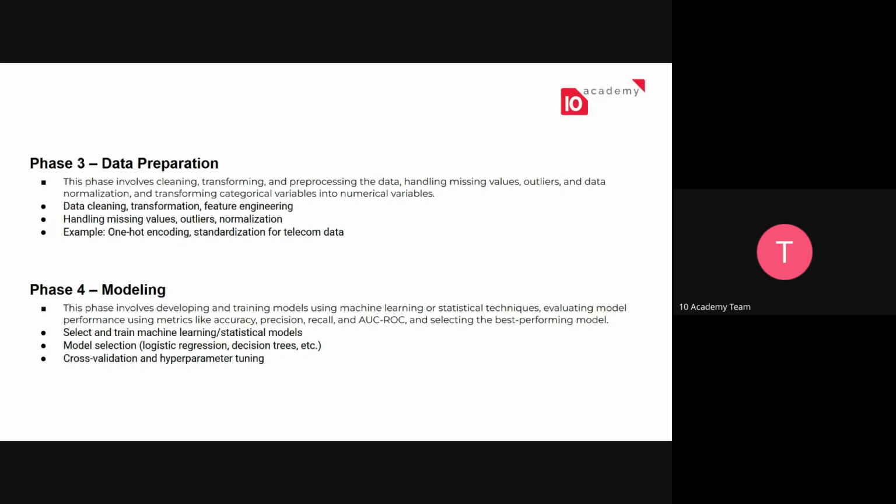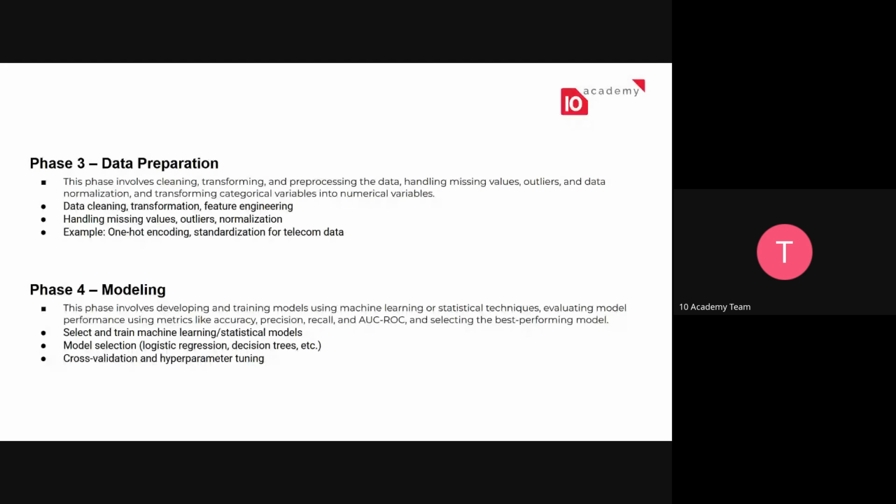Okay. Normalization, transformation. There are different measurements of data preparation, like normalization and transforming categorical variables into numerical variables. Those steps are included in the data preparation part. So: handling missing values, outliers, normalization. Example: one-hot encoding, standardization for telecom data. You might also follow some specific standardization for all of your data, and you can do that here in the data preparation part.